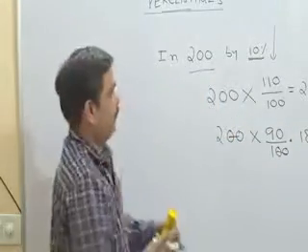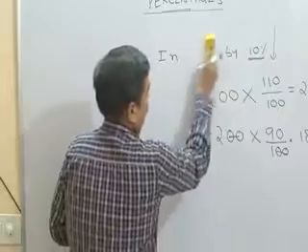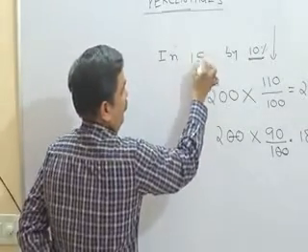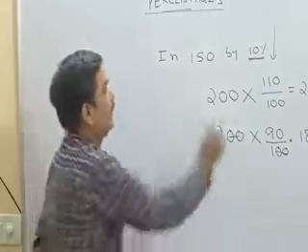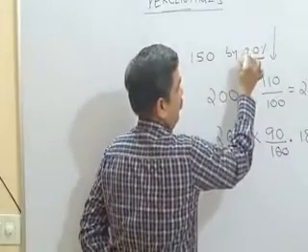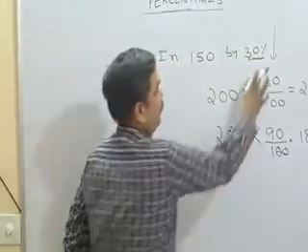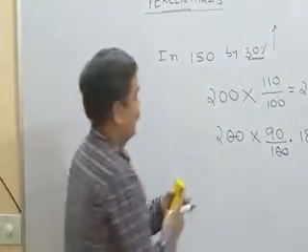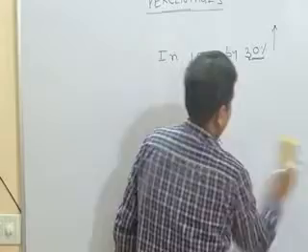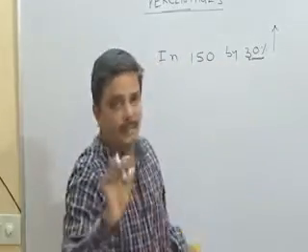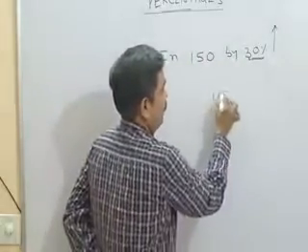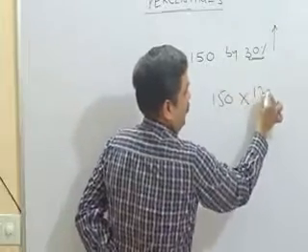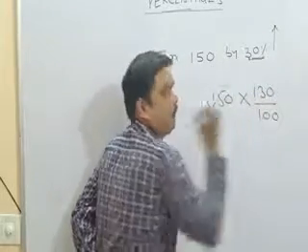For example, I have a number, let us take 150, right? Increase 150 by 30%. I want to increase this one by 30%. Very obviously, my fraction should be 150 into 30% increased. So that should be 130 by 100.